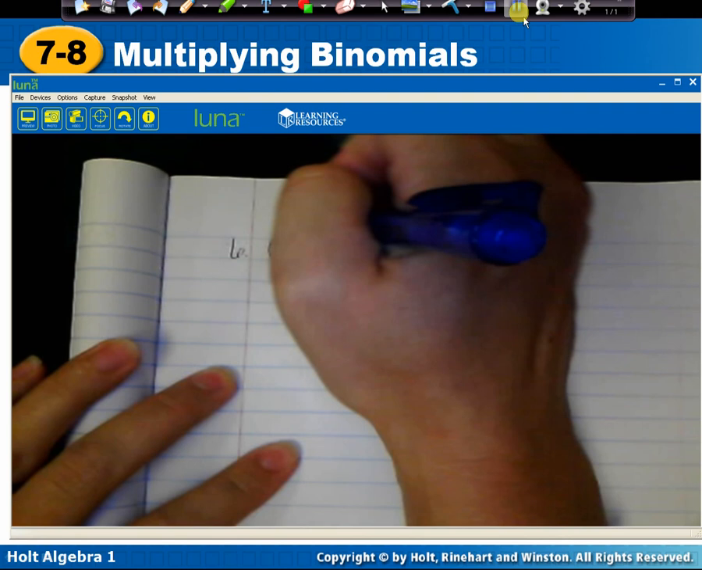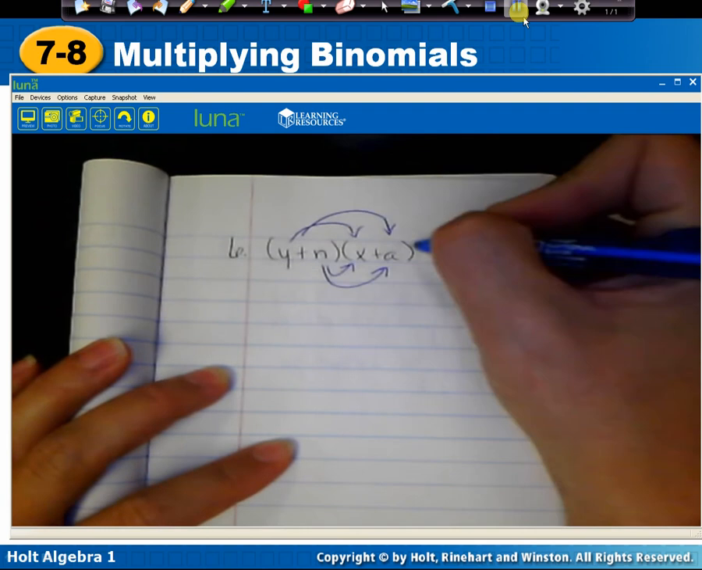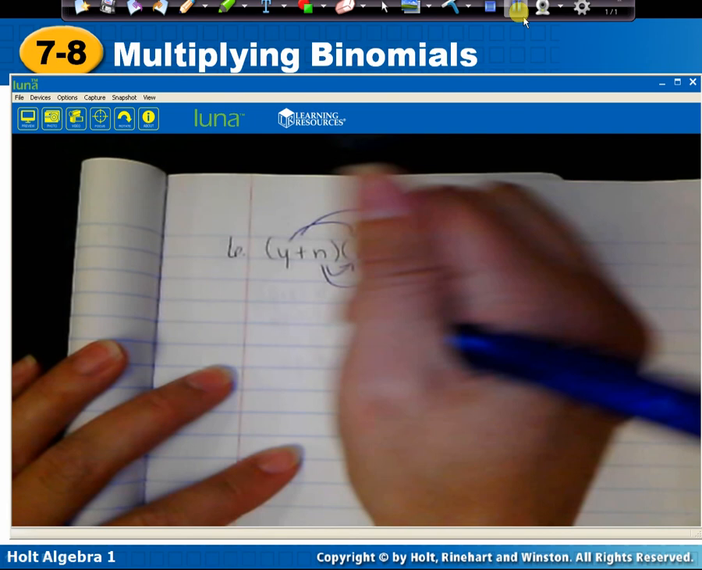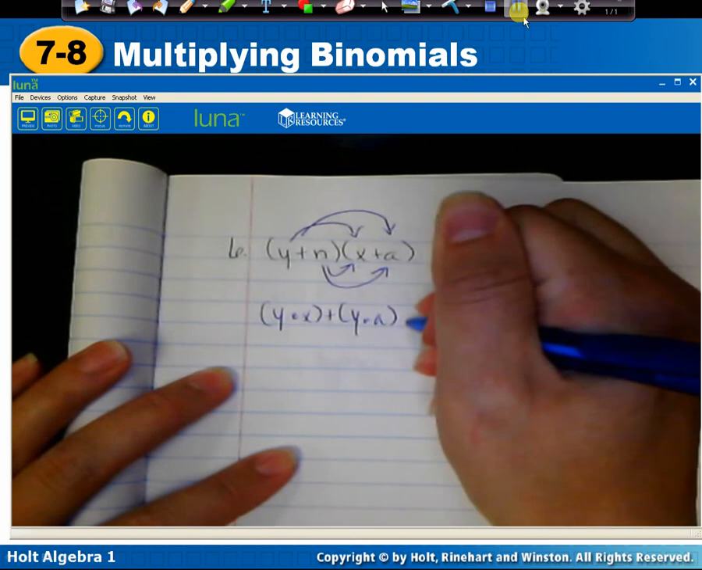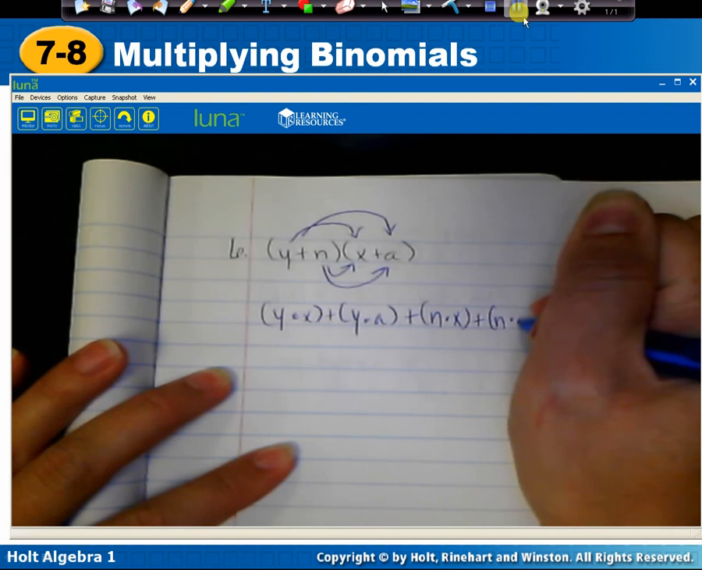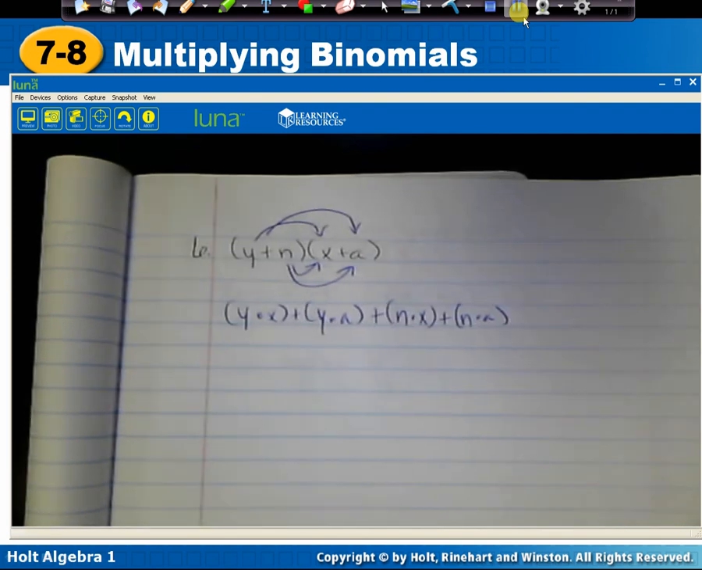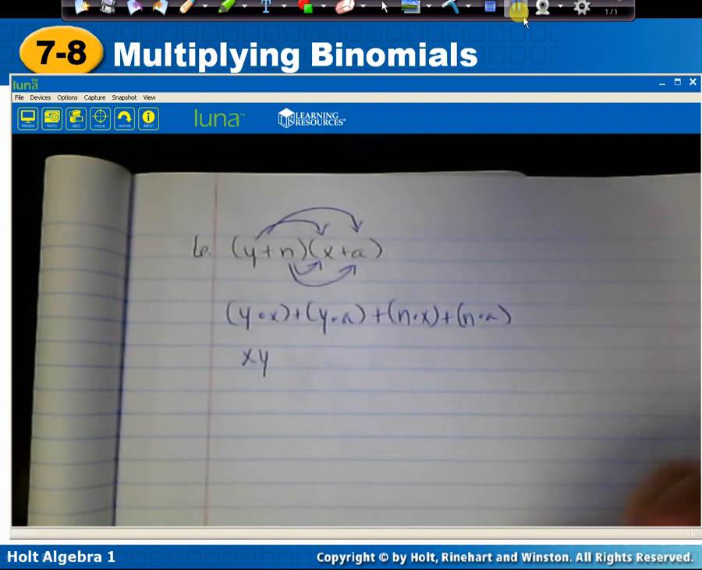I'm going to take my arrows, go ahead and put all of those in: y times x, y times a, n times x, n times a. And I'm just going to write all that down. I'm going to say y times x plus y times a plus n times x plus n times a. And now all I'm going to do is just rewrite these together without the dot in between them, essentially. And again, we like to put them in alphabetical order. So I'm going to say xy, because x comes before y in the alphabet.